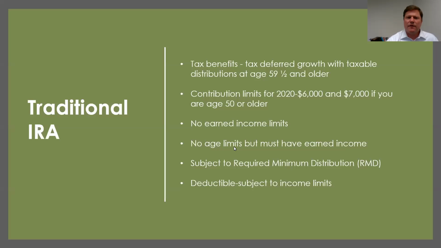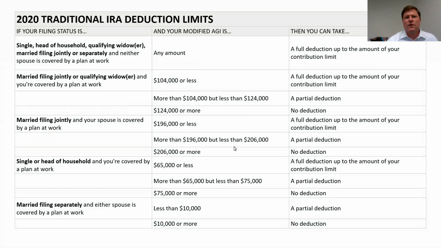There are some opportunities for deductions here in a traditional IRA, so it can be deductible, but they are subject to some deduction limits, which you can see here on this slide. I won't read through all of them, but the two that we see most often are married filing jointly and covered by a plan or retirement plan at work. So if your income is $104,000 or less, you can take the full deduction of your contribution amount. If your income is $124,000 or more, you cannot take the deduction.